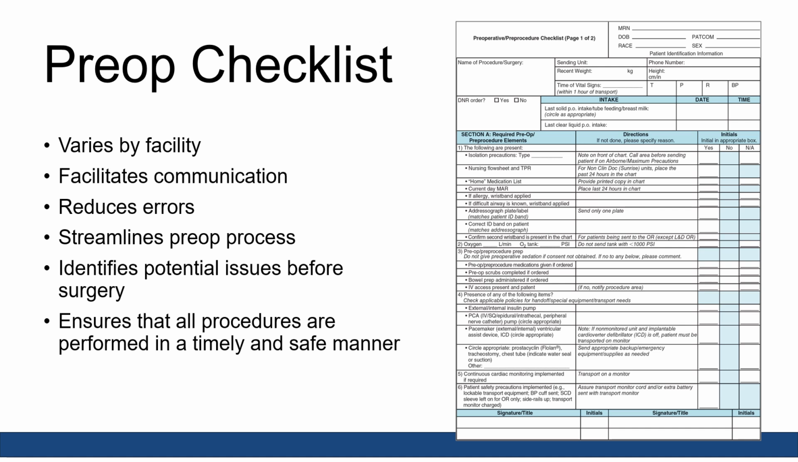The pre-op checklist will vary by facility depending on how big the facility is, what resources they have, what they require, what type of surgery the patient is going to have. Is it a small surgical procedure or is it a very big surgery? The checklist will be fit for whatever the patient's going to have. These standardized checklists, or any standardized tool, facilitate communication, they reduce errors, and they make the process streamlined. So it's very easy to see what the patient is missing so you can get that done so the patient can move on to the next area.